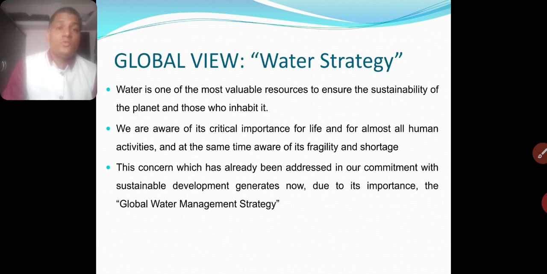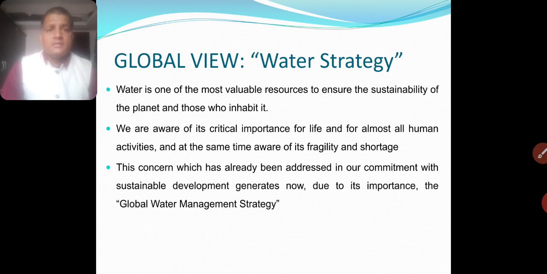of the planet and those who inhabit it. I think everybody knows the importance of water, the problems, and the uses of water. From the global point of view, very little water is available for drinking. And if we do not protect that water, the problem will be major. We are aware of its critical importance for life and for almost all human activities, and at the same time aware of its fragility and shortage.